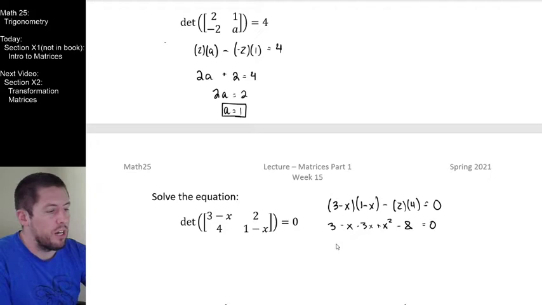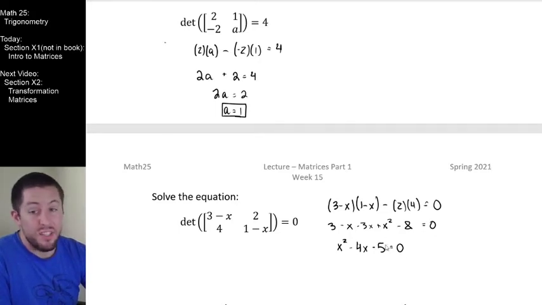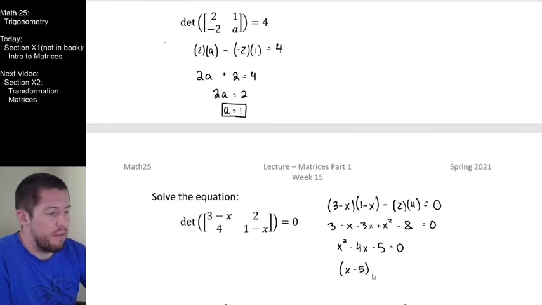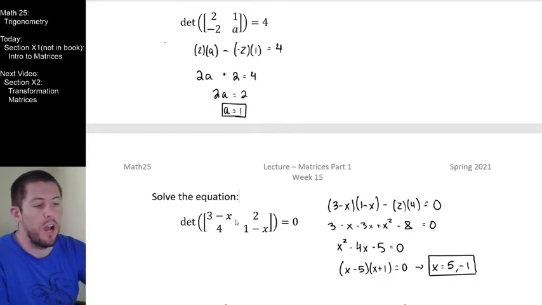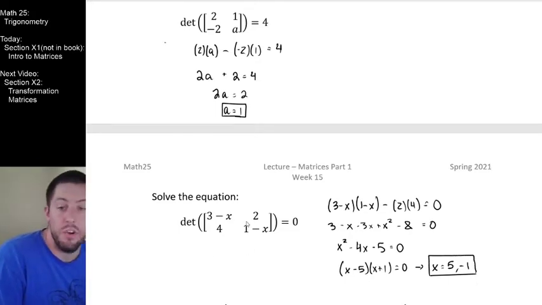I'm going to rearrange these terms so it looks like a quadratic that I actually care to deal with. x squared, it looks like that's a minus 4x. And my constants, 3 minus 8, is going to give me a -5 is equal to 0. This looks like a factorable quadratic to me, so I think I could factor this as x minus 5 and x plus 1 is equal to 0. And that's going to tell me that my solutions here are that x is 5 or -1. Those are the two values of x that would cause the determinant of this matrix to be 0.